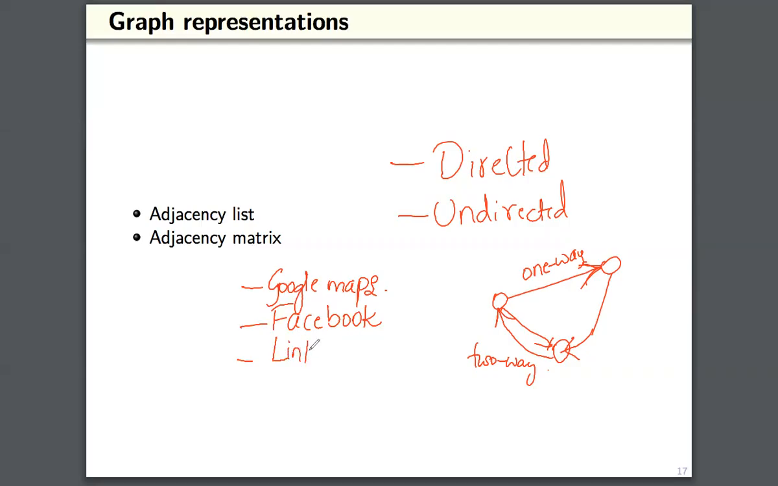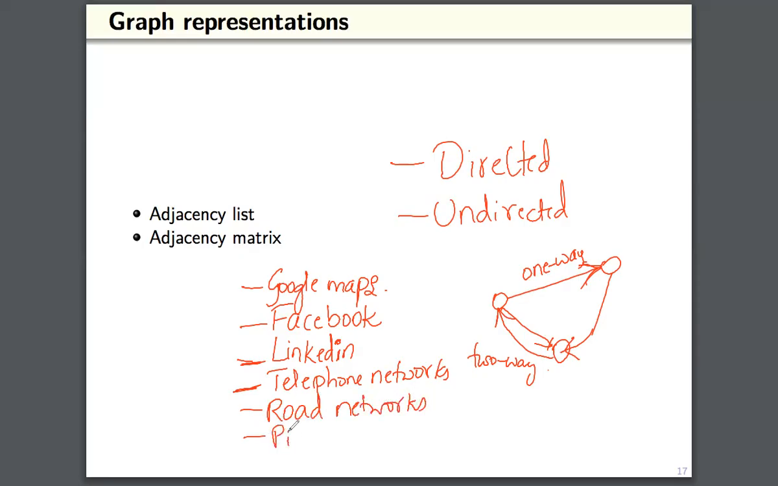LinkedIn is a graph, right? Professional connections, those are the edges. What about telephone networks? These are graphs. What about road networks? These are graphs. What about water pipeline systems or electricity grids? All these are graphs, right? And so on.